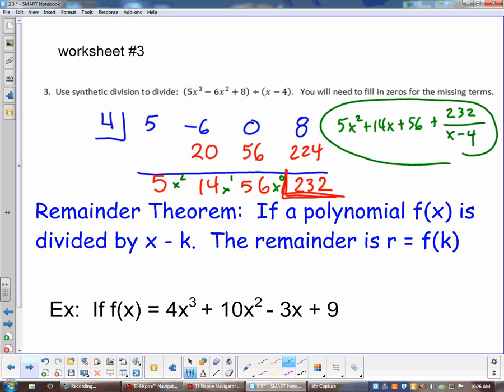All right. So now we can say x minus 4 is not a factor, right? Because we did not get 0 for a remainder. Everybody okay with this? All right.